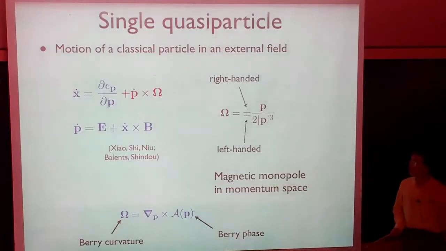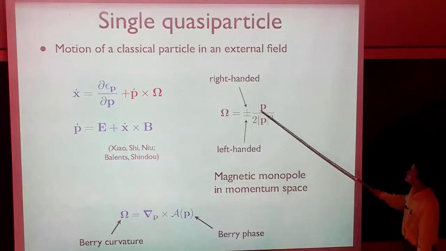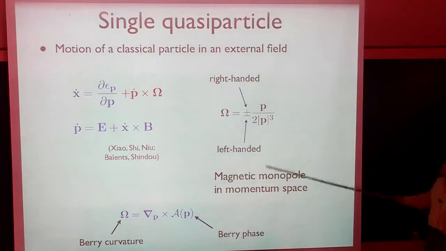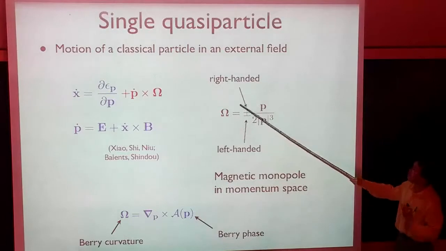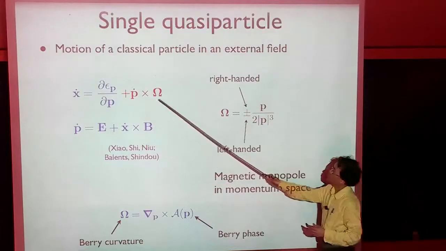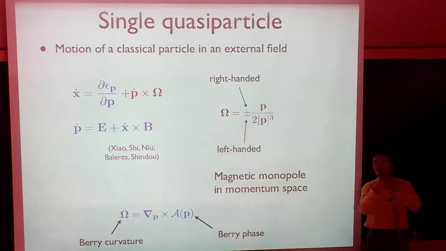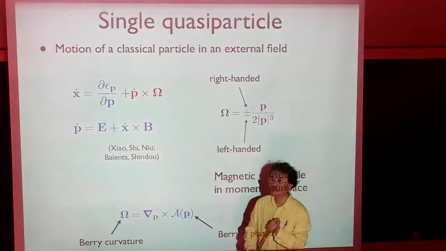And omega is the so-called Berry curvature that is related to the Berry phase that was defined in the previous slide. And the form of this Berry curvature that lives in momentum space is exactly the magnetic field of a magnetic monopole in momentum space, where the sign of the charge of the monopole at p equals 0 depends on whether we consider right-handed or left-handed particles. So this extra term makes sure that if you have two classical particles with opposite chirality, massless particles in an external electromagnetic field, their trajectories would slightly diverge if we follow the classical trajectory. Any question?